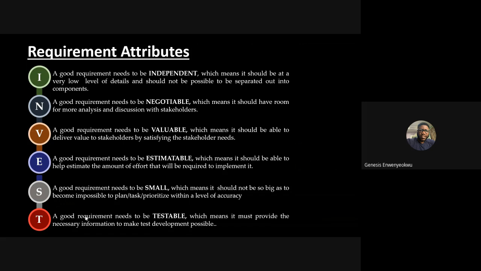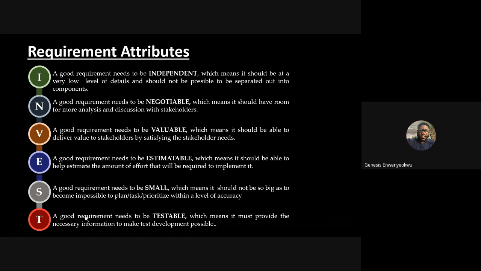And then we have the E, estimable. And what this means is that stakeholders should be able to estimate how long, that is the duration, it will take them to implement that particular user story.